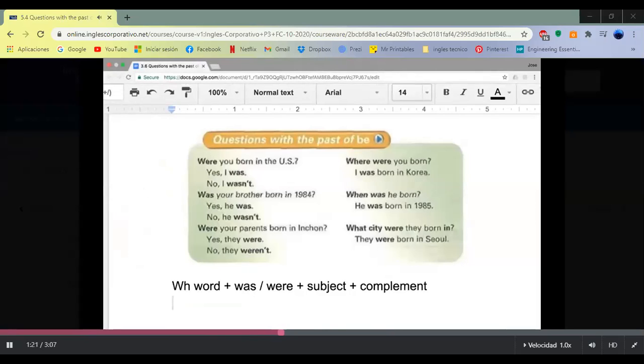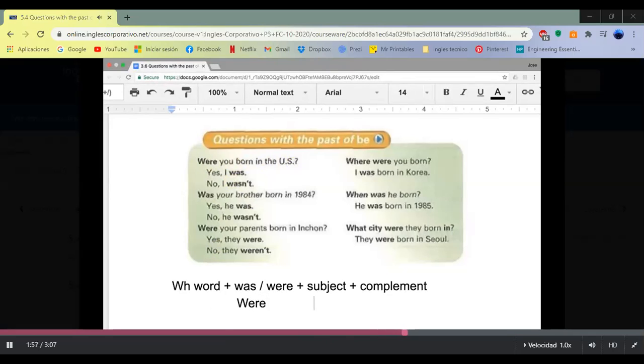WH word plus was or were plus subject plus complement. Let me point out that whenever we make yes or no questions, there won't be a WH word. Let's analyze a couple of examples. Were you born in the US? In this case, this is a yes or no question, so we don't add a WH word. The first thing we do is add the verb to be in the past, were.